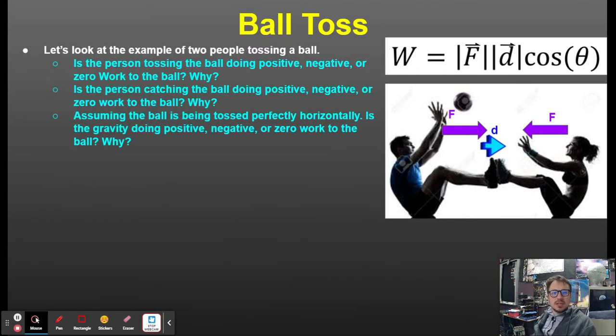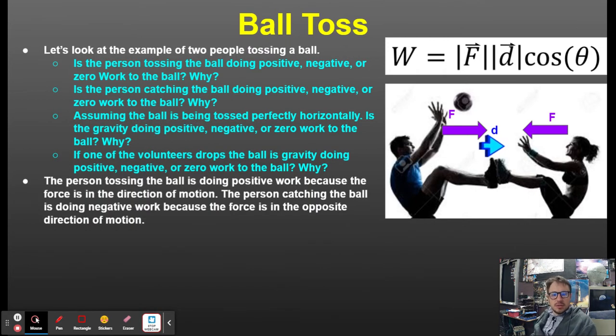So the example is like tossing a ball, right? If you're tossing a ball, you are applying a force in the same direction of motion. You're doing positive work. Now, the other example I use, just think about it this way. You're giving that object energy. You're doing positive work on that ball.